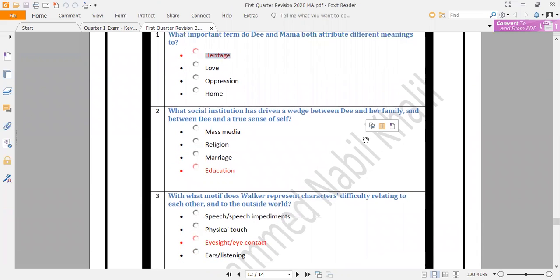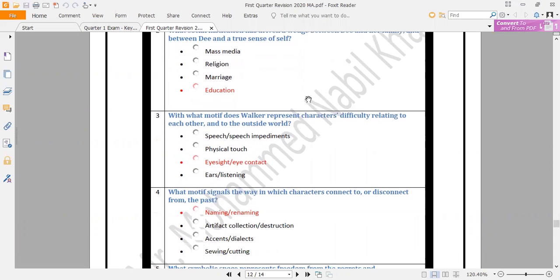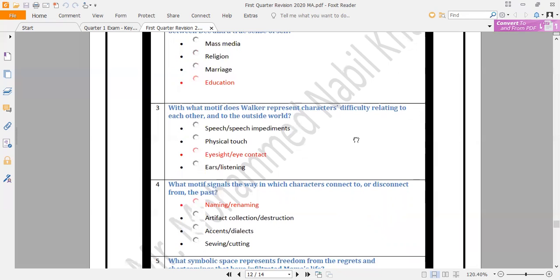Number two, what social institution has driven a wedge? What caused a gap between Dee and her family and between Dee and her true sense of self? It's education. Education, of course, opened her mind, but it also changed her character and made her deny or disavow her own heritage.